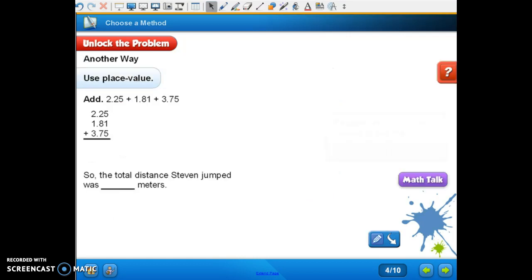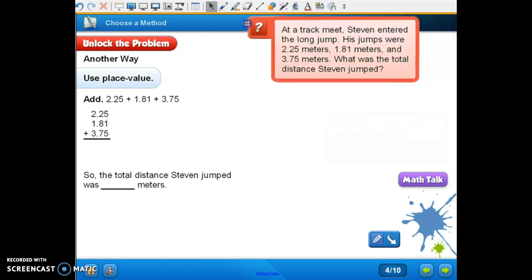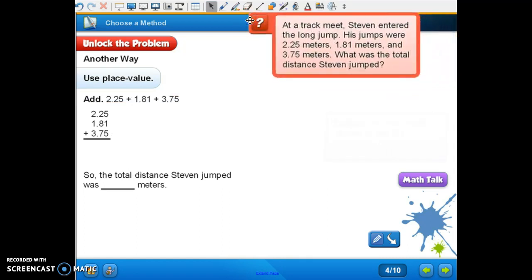Okay? Another way, we're still talking about Stephen and his long jump lengths. So you can stack them one on top of the other and add vertically up and down. What is the most important thing when we add one on top of the other? With your decimal. That your decimal stays lined up from top to bottom. Okay? So now we can add the numbers in the hundredths column. I look at this and I say 5 plus 5 is 10. Plus 1 more is 11.